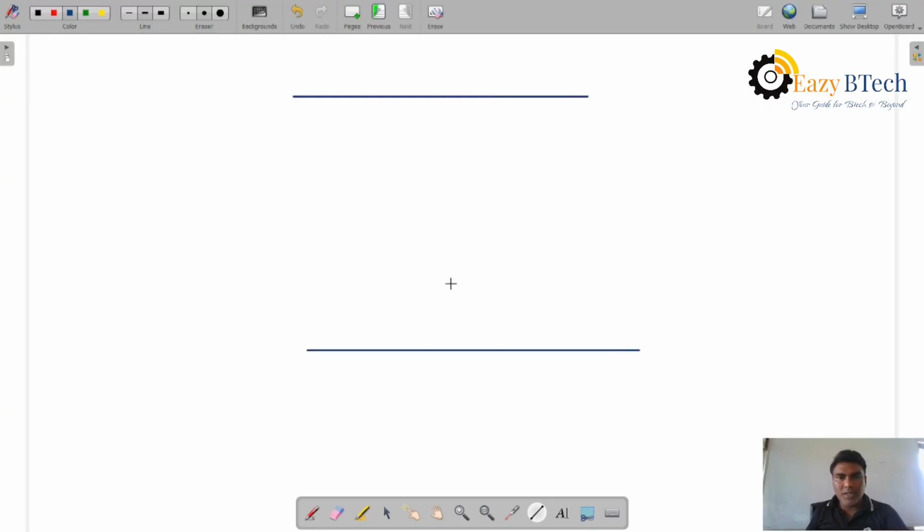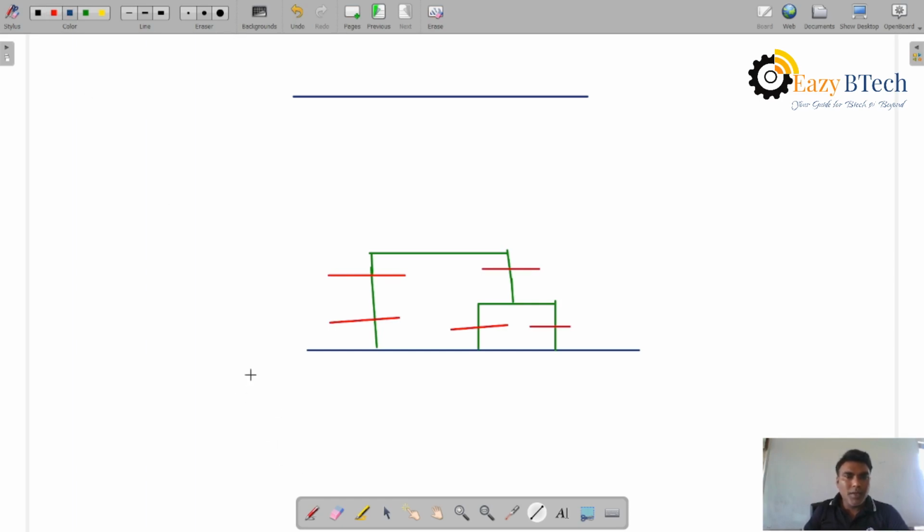VDD and VSS are here. Green color over here, and here, and here. Both are in series, or you can also take this one. And polysilicons, how many? 1, 2, 3, 4 and 5. So this is A, B, C, D and E.